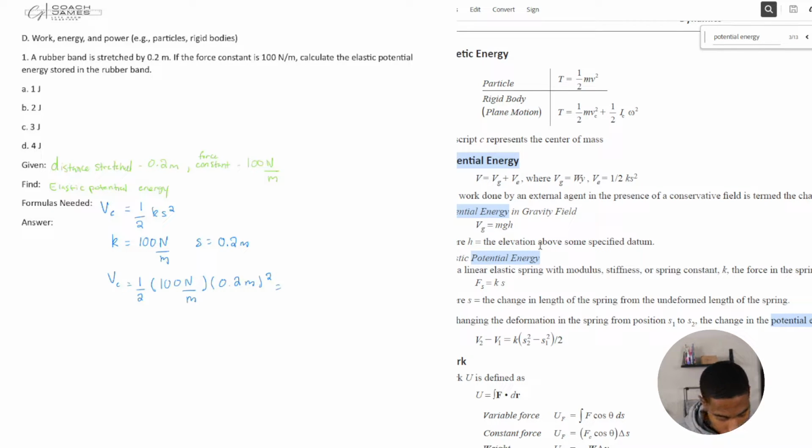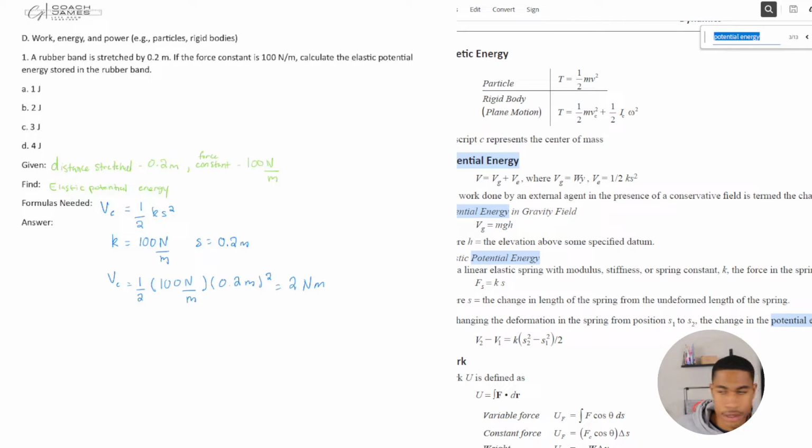Let me put it in my calculator really quick. 0.5 times 100 times 0.2 squared. Yeah, so I get 2, but your units are going to be newtons, and then I'm doing meters squared over meters, so that's going to be newton meters. So how do I get my final answer to be in joules?